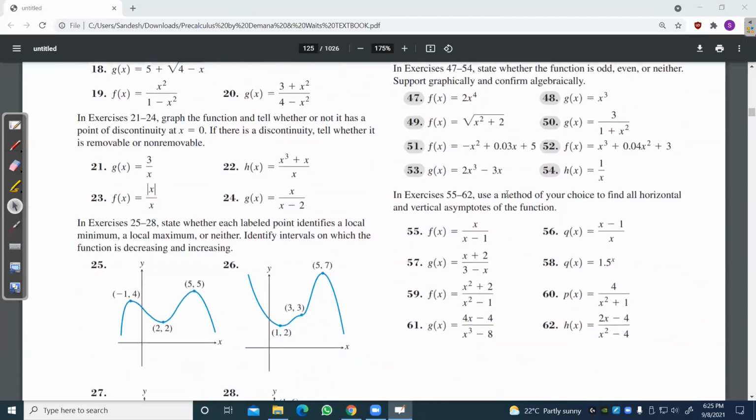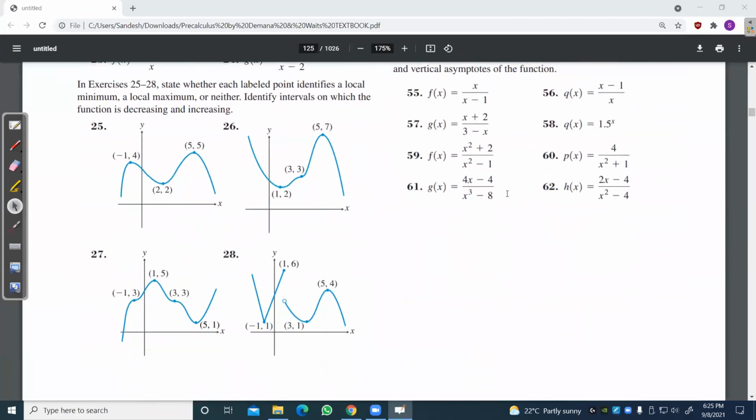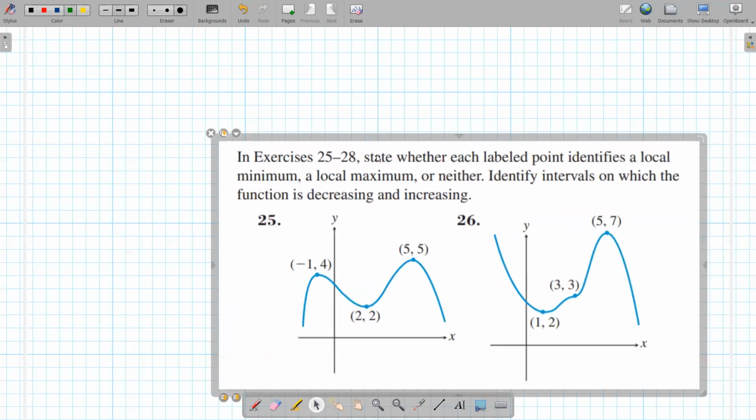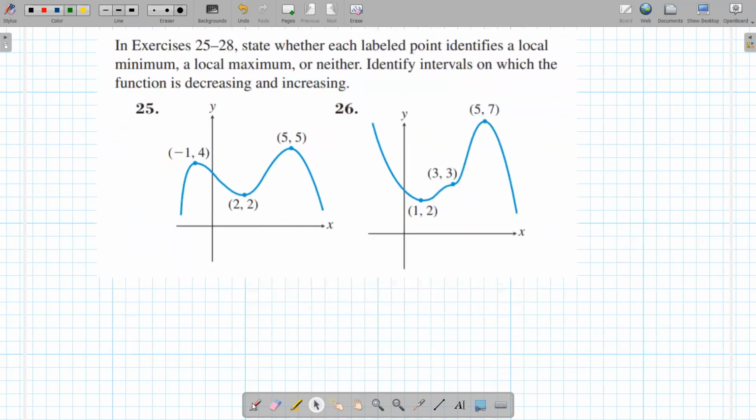What's the next one? The next one is 25. So these are both higher power functions. This one is x cubed, and this one is x to the power of 4. Something you should know for these higher power functions is they have a bunch of turning points. Look at this point. Is there a y value that is higher than this point?